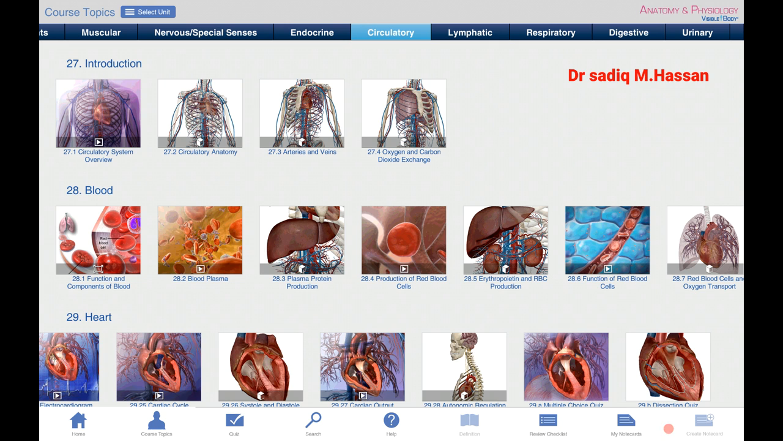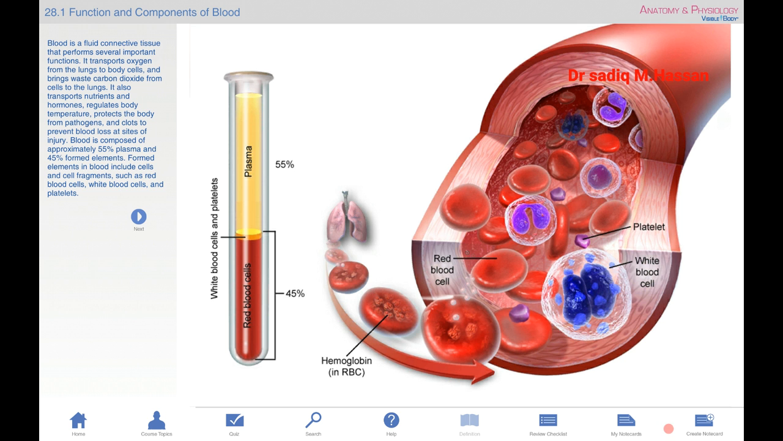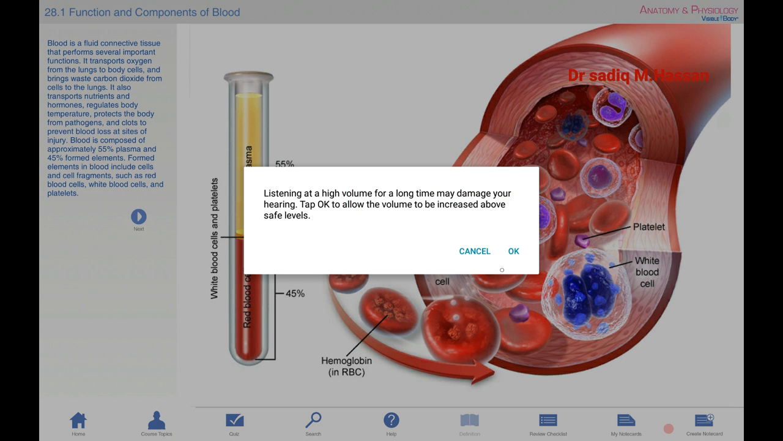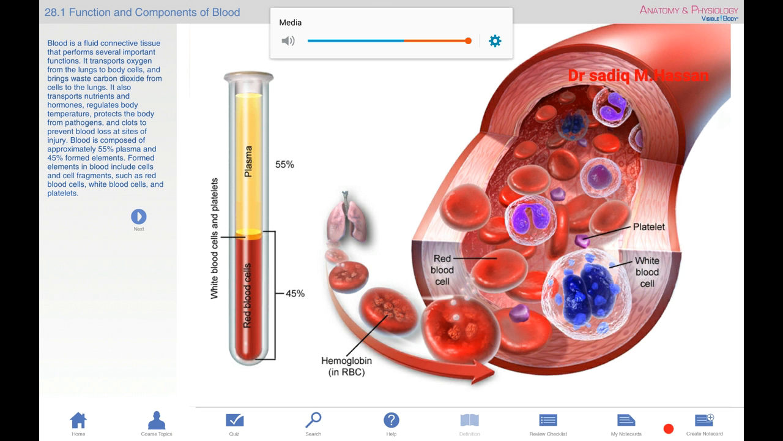So what is blood in general? So let me discuss it. Blood is a circulating fluid that transports nutrients, oxygen, carbon dioxide, gases, waste products, and regulatory hormones or substances throughout the body.